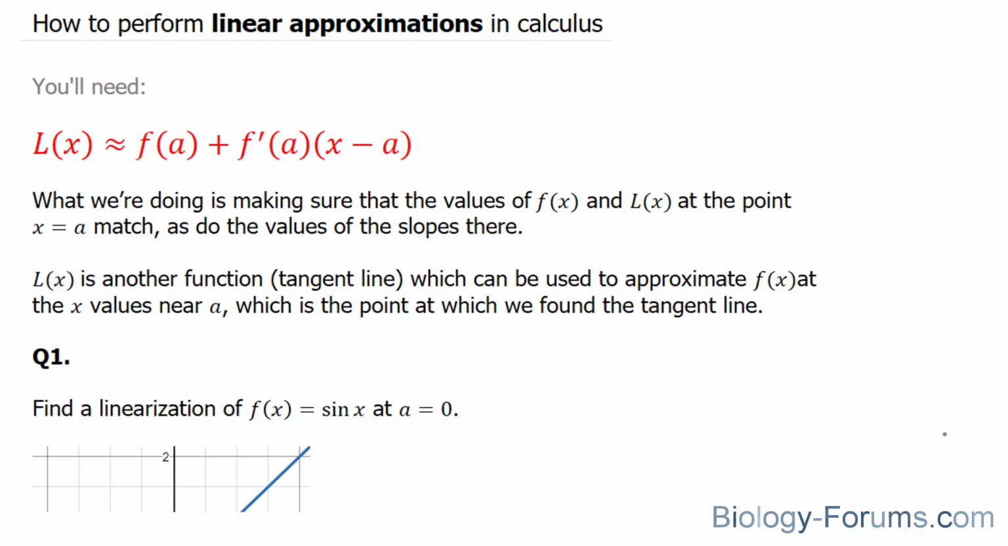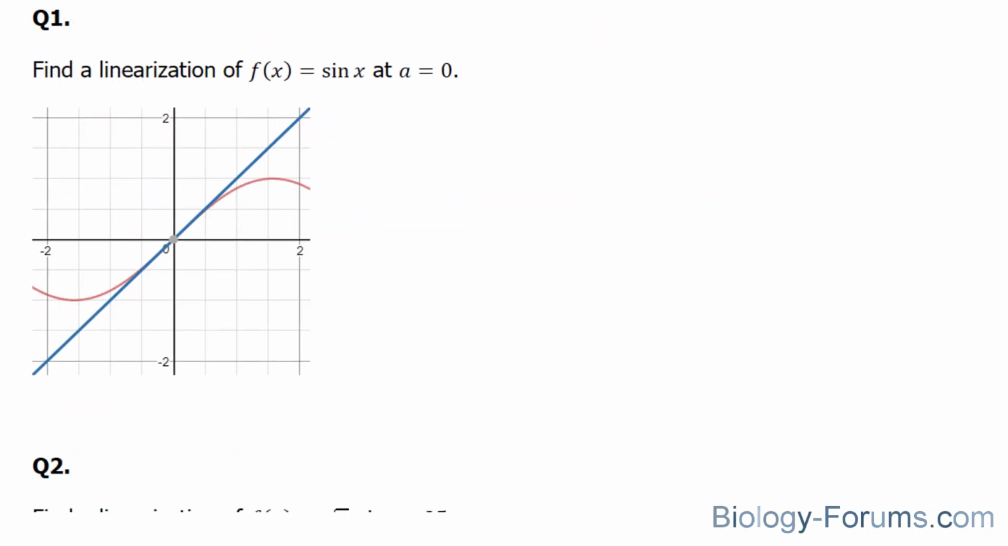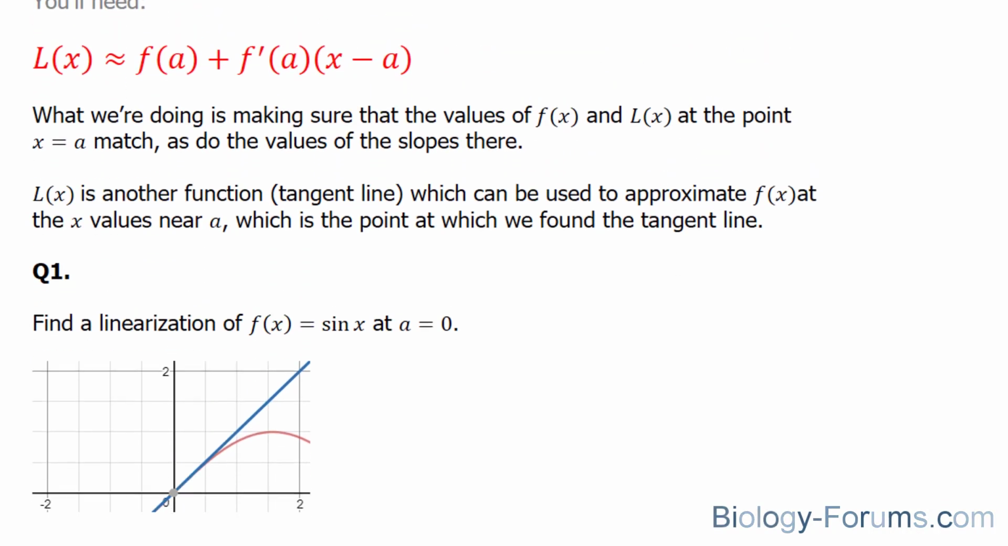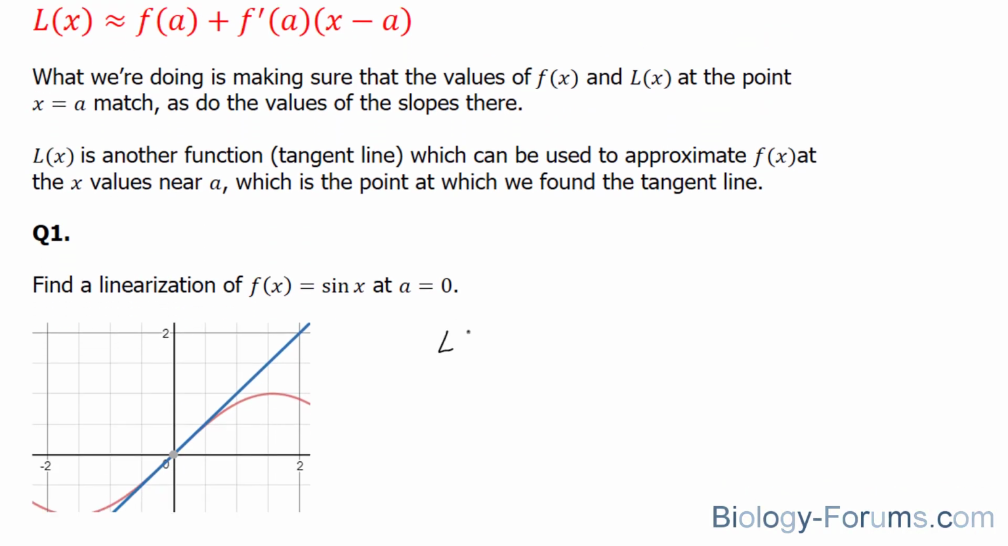Let's get started with question number 1. Question number 1 asks, find a linearization of f of x, which is sine of x, at a is equal to 0. We'll start off by writing out this formula that was provided. F at a plus the derivative of f at a times x minus a.